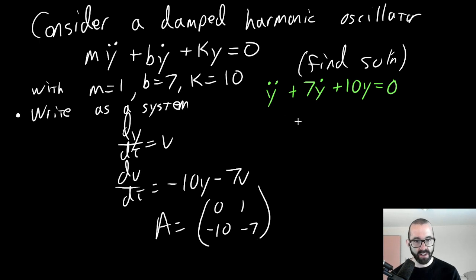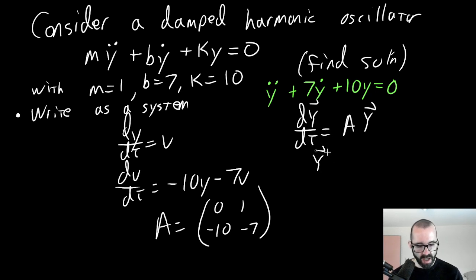And then we have a differential equation system that's dy dt is equal to A times y. Again, where y is going to be the position and the velocity. We could check this by multiplying this all out. 0y plus 1v should equal dy dt. Check. Negative 10y minus 7v should equal dv dt. Check. So this is our system.